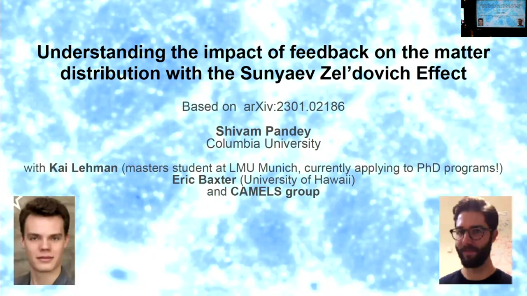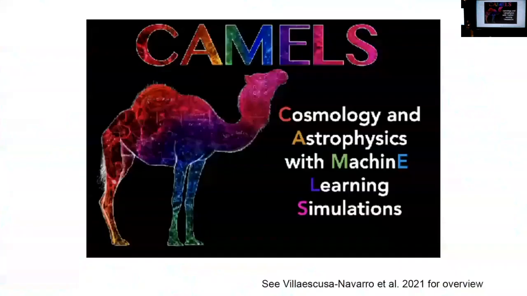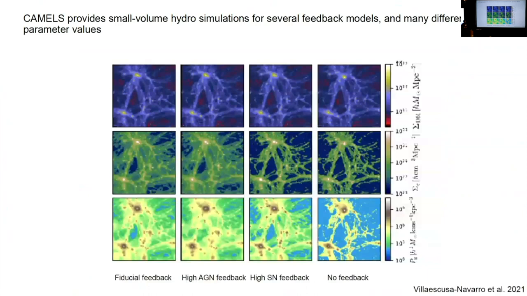The work has been done by a master's student at the University of Hawaii who is currently applying to PhD programs, and Eric Baxter. For this, we use the CAMELS simulations. These are really great because in the same box, they vary all the feedback prescriptions, the initial random seeds, the cosmology, etc. So you can try to make a robust model of how any observable is impacted by most of the underlying astrophysical phenomena.